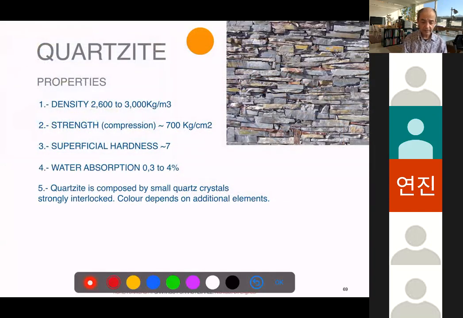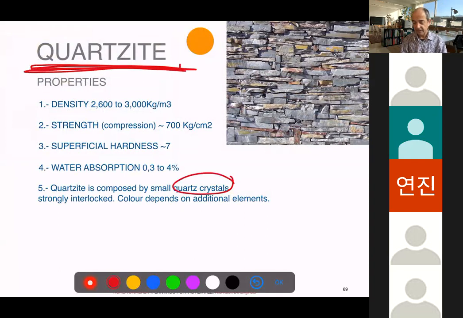Another material quite used is quartzite. Of course, again, quartz is silica, right? So when it crystallizes, it becomes closer to real quartz. This is what is called quartzite.